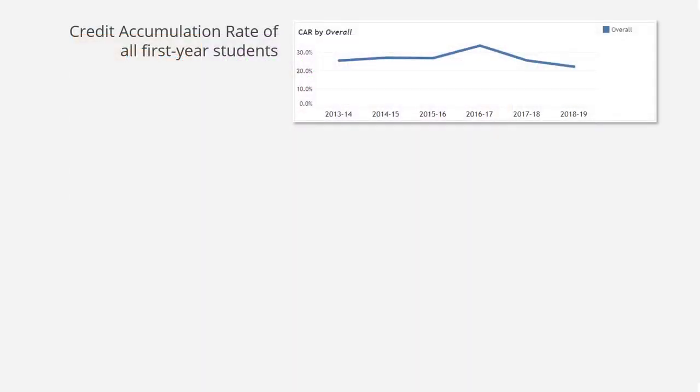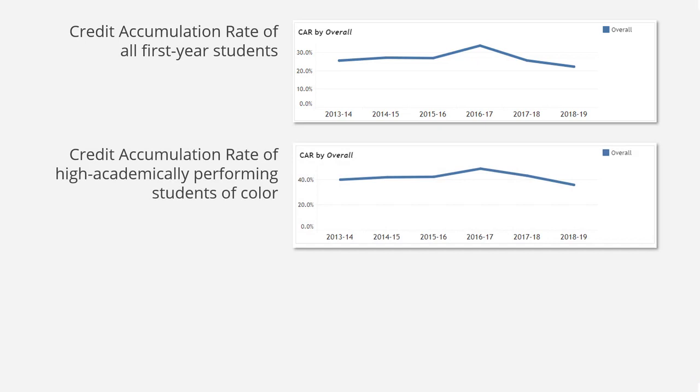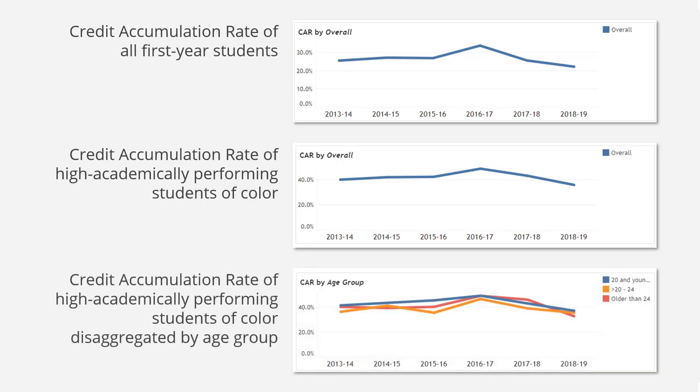Let's see the effect of adding two filters and a dimension to a data visualization. This is the credit accumulation rate for all first-year students. This is the credit accumulation rate filtered to students of color with a 3.0 GPA or higher. And this is the credit accumulation rate for high academically achieving students of color disaggregated by age group. In 2018-19, 36.9% of high achieving students of color who are 20 years old or younger met the credit threshold, compared to 32.5% of older high achieving students of color.